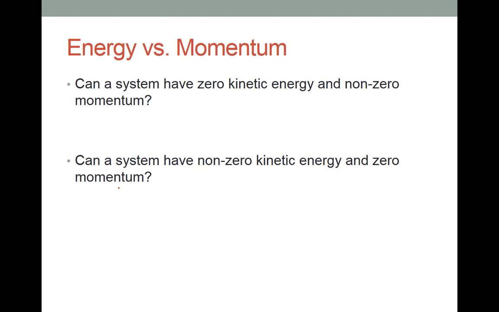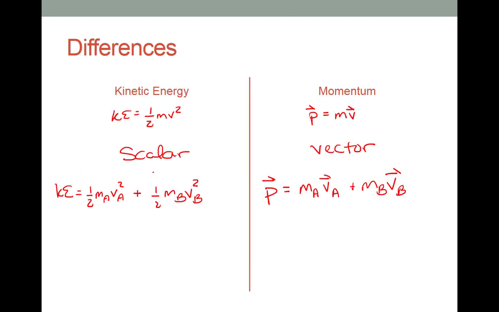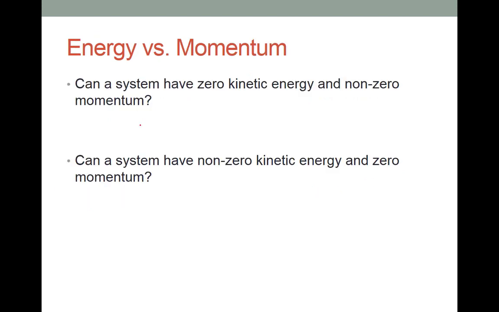Okay, can a system have zero kinetic energy and non-zero momentum? Okay, well, let's go back. How can I get this to add up to 0? One of two things has to happen. Either my masses are 0, but if my masses are 0, my momentum's 0. Or my velocities are 0, in which case my momentum is 0. So the answer here is no. I cannot have 0 kinetic energy for my system and a non-zero momentum.